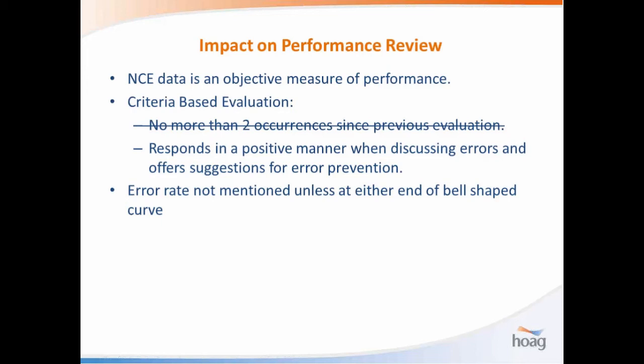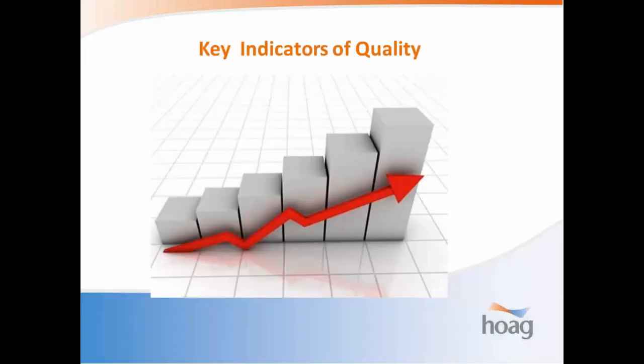So we don't mention the error rate during an evaluation. We don't get out and review every NCE that was reported unless they're at either end of the bell-shaped curve. So if someone had 0, we're going to make a big deal of that at the time of the evaluation and use that as ammunition to give them a high score on one of the criteria. But certainly if someone's had 15 or they've had a corrective action throughout the year because of their NCE performance, we'll probably talk about that, and that will affect one of their scores. But typically, for most of the employees, we don't even talk about it. We don't bring up their error rate, again, unless they're at one of those two extremes.